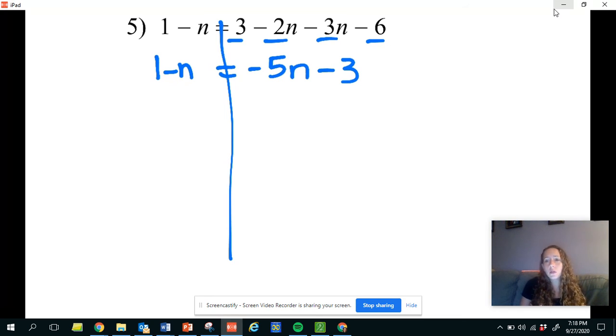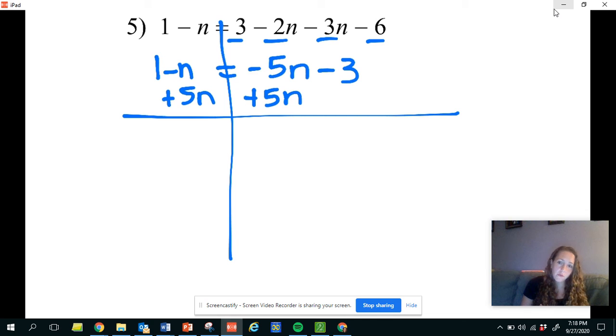So now I want to move my variables to the same side. So I need to do the opposite. So I'm going to add 5n. If you wanted to add just n, that's fine too. Remember that if a variable does not have a number in front of it, it's essentially 1. So when I combine my n's on this side, I will get 4n. And my negative 3 will come down. These canceled out.